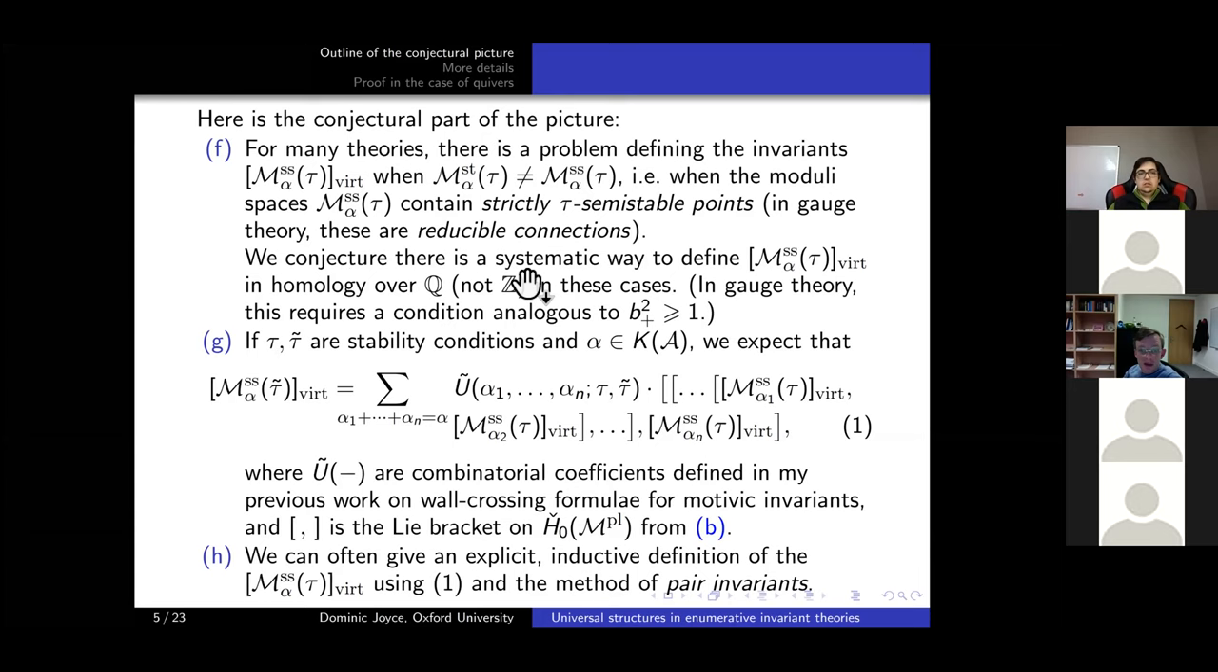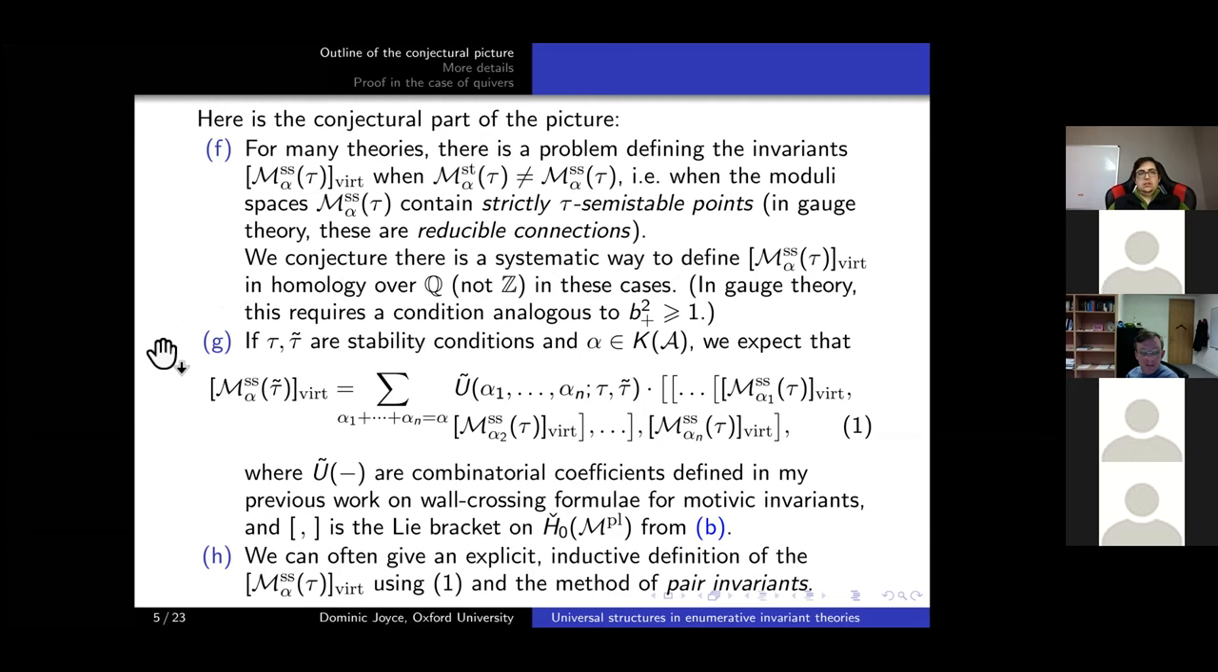Okay, so I claim that there is basically a systematic way to define some kind of virtual class, which now should live in homology over the rationals rather than integers, in essentially all of these counting invariant theories. So I'm claiming you can define Donaldson invariants, for example, in four manifolds in places in which there are reducible connections, for things where your co-primeness conditions don't hold. Okay, so firstly, I claim you can extend these invariants to counting invariants in all classes, but now over the rationals.